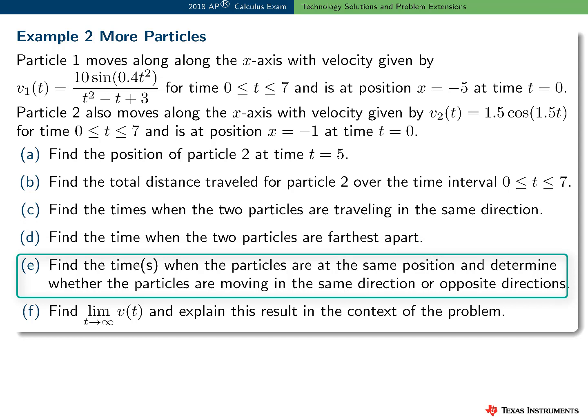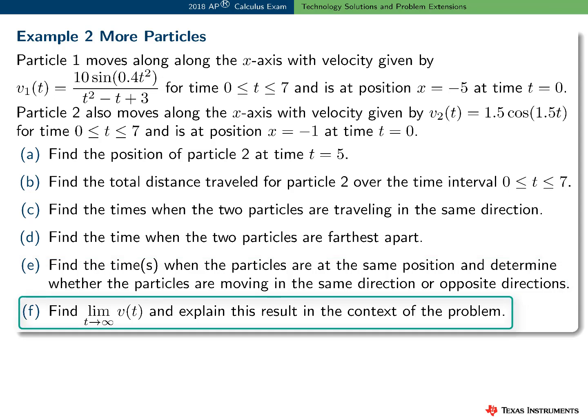Find the times when the particles are at the same position and determine whether the particles are moving in the same direction or opposite directions. And finally, find the limit as t goes to infinity of v of t and explain this result in the context of the problem.